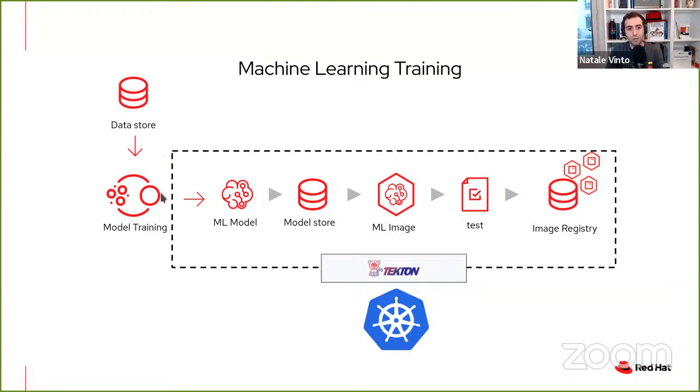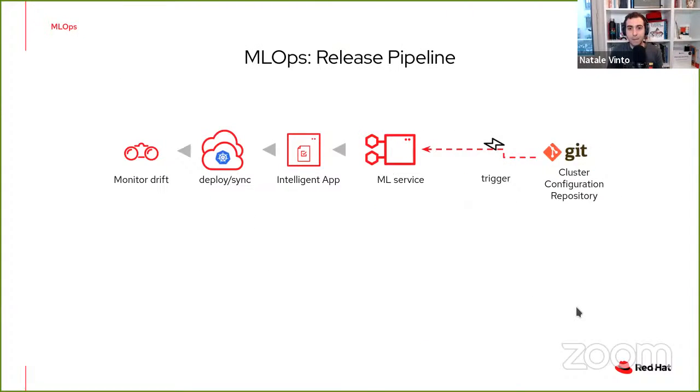From the data store, you start the model training, and then you start defining the model. You create a container image representing your model, and you store this container image in what is called the container image registry. And this runs inside a Kubernetes pipeline.